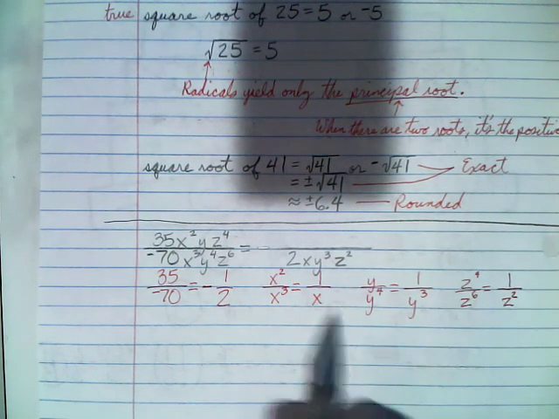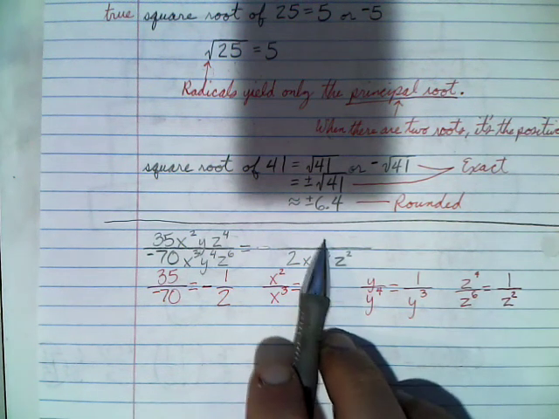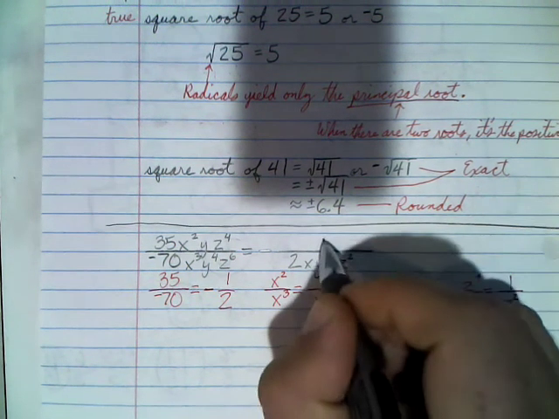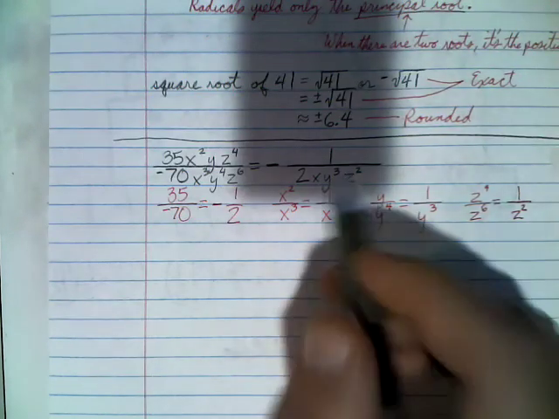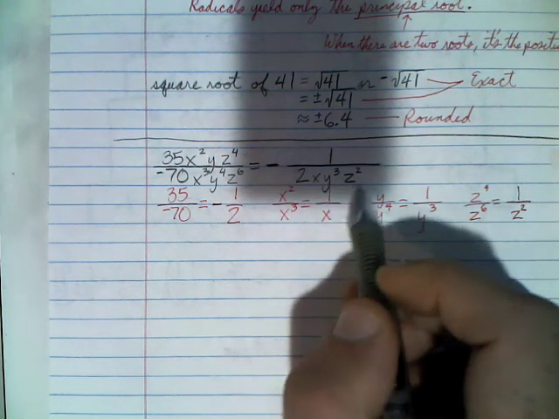Well, ladies and gentlemen, just as we did in each of these, if there's nothing left either in the numerator or the denominator, once we've canceled everything, reduced everything, it means that we're going to fill that with a 1. And so my answer here is a negative 1 over 2x y cubed z squared.